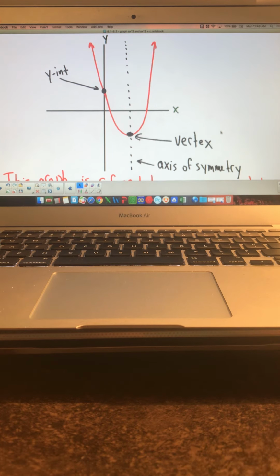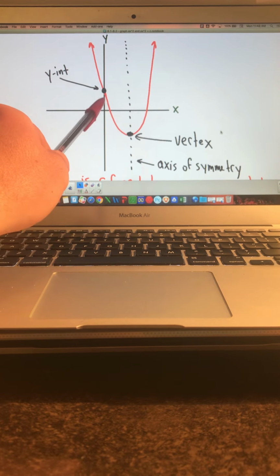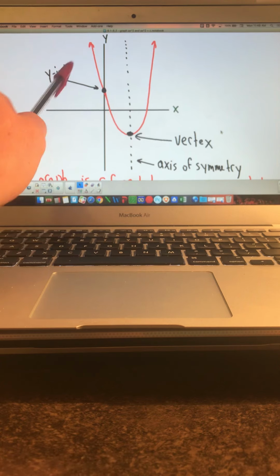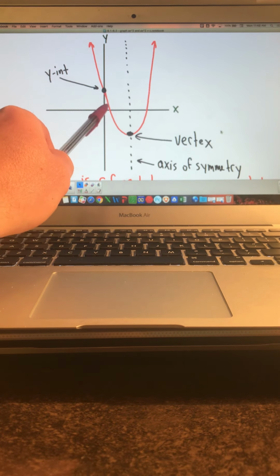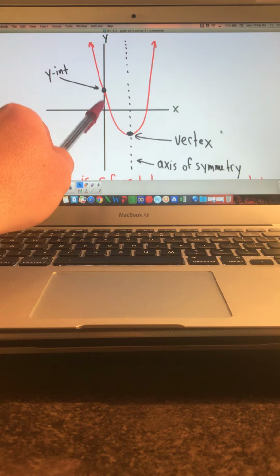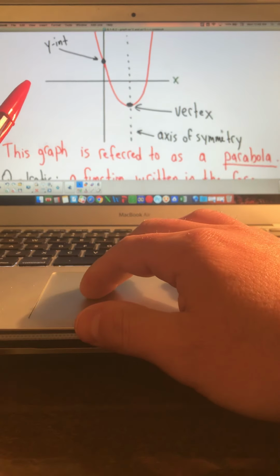Not today, but eventually we're going to have that vertex moving to a bunch of different locations. Today we're starting with it right on the y-axis, and it's not going to move off of there today. Keeping it simple right from the start.